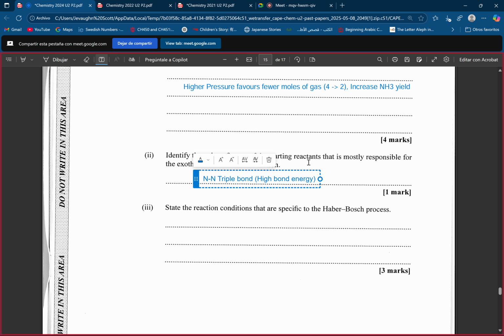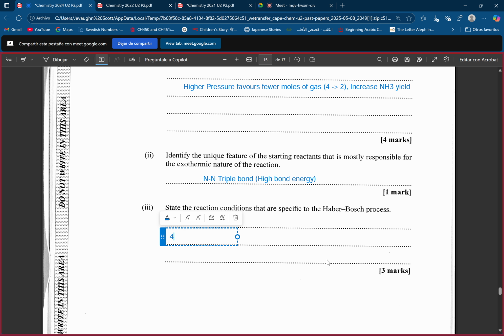So you require a copious amount of energy to break that bond in order to reform ammonia. And that is why we have an exothermic reaction here. That's why the reaction is exothermic in nature. Alright? And now we have to state the conditions for the reaction. We know it is 450 degrees Celsius, we know it is 200 atmospheres, and we know it is the presence of an iron catalyst.